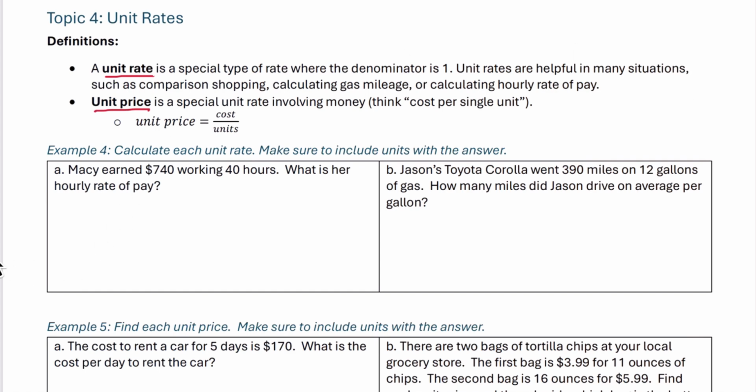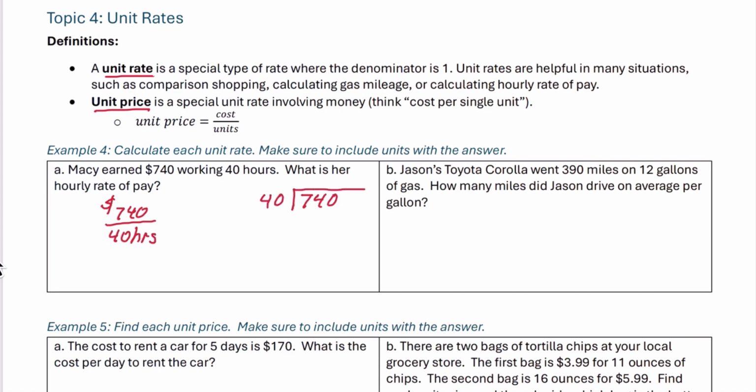In example 4, Macy earned $740 working 40 hours. What is her hourly rate of pay? We have $740 for 40 hours. We're going to approach this a little differently than we did when we simplified rates earlier. Here we want to actually do the division. We have 740 divided by 40.